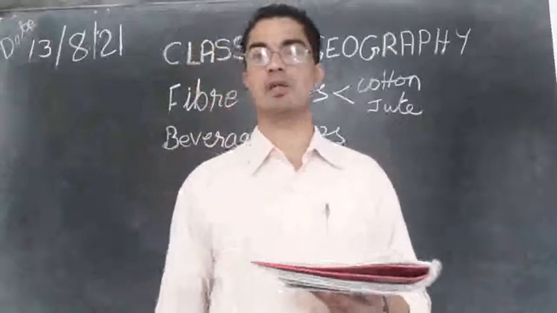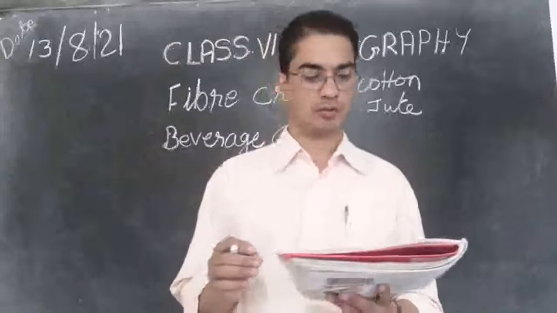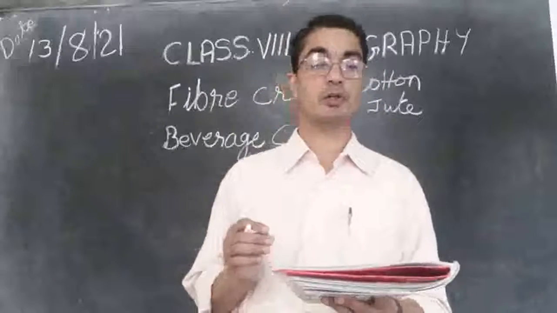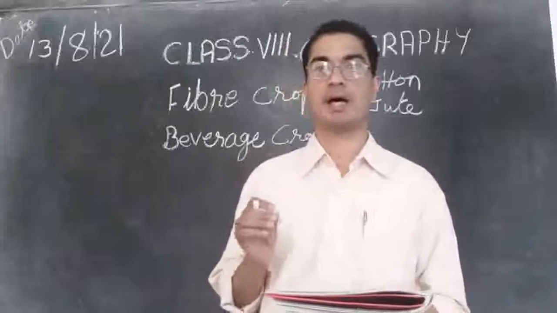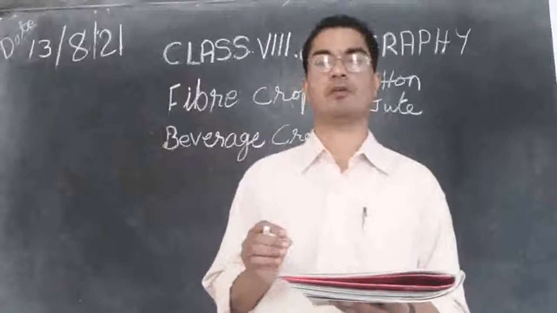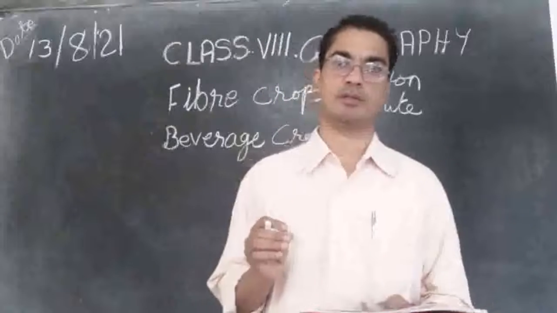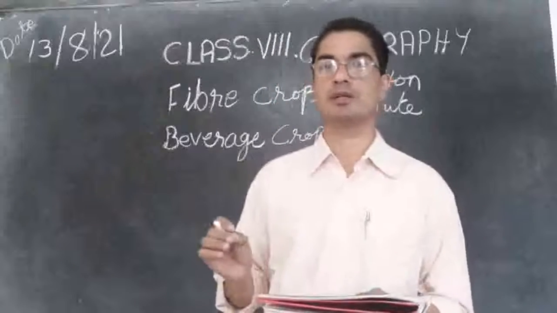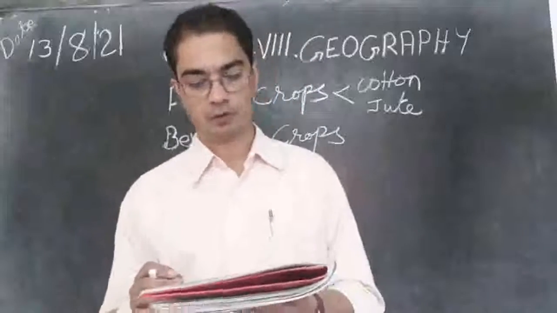So let's say once again the climatic conditions required for the growth of jute. First of all, it is known as golden fiber. Then it grows well in alluvial soil. It requires very high temperature, very heavy rainfall and a very humid climate. That is a requirement. And it is mostly grown in tropical regions where there is high temperature and heavy rainfall.